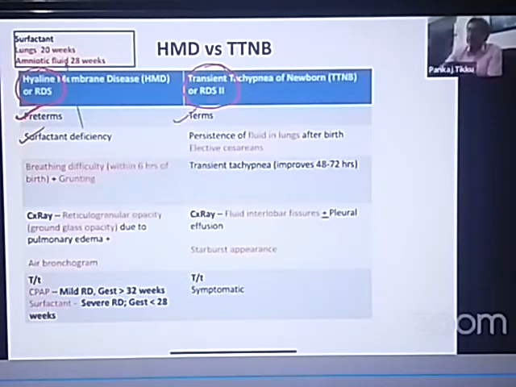Unlike HMD, hyaline membrane disease, which is more commonly known to occur in the case of preterms, transient tachypnea of newborn is a problem, respiratory distress, which is more commonly known to occur in terms. Transient tachypnea of newborn is a very, very mild disorder associated with persistence of the fluid inside the lungs. You know, the fetal lung contains a lot of fluid. It is always in a collapsed state.